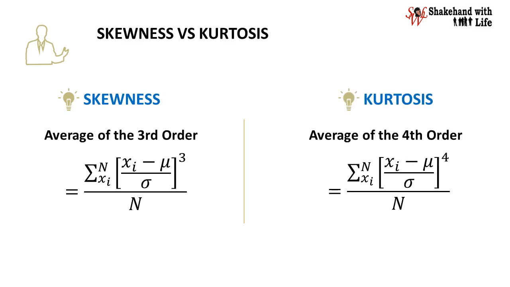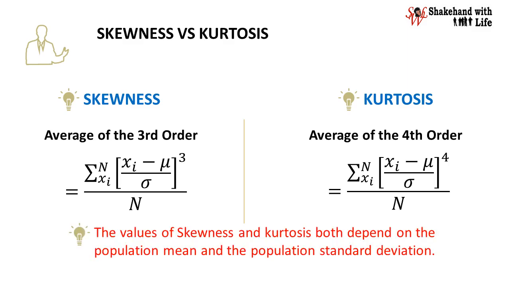The formula used for calculating the absolute kurtosis of a population is given as average of the fourth power of the deviation of each data value xi from the population mean mu divided by population standard deviation, or in mathematical terms, sigma xi fourth power of data values xi minus population mean mu divided by population standard deviation sigma divided by the number of data values n. The values of skewness and kurtosis both depend on the population mean and the population standard deviation.